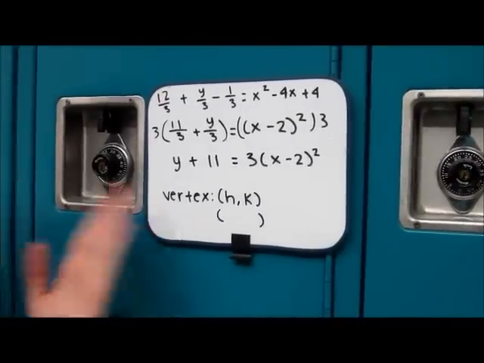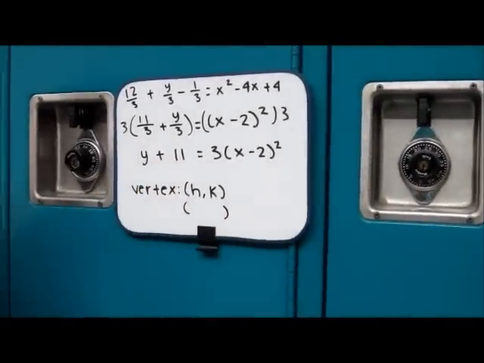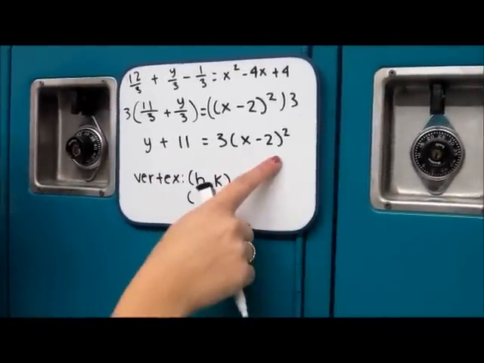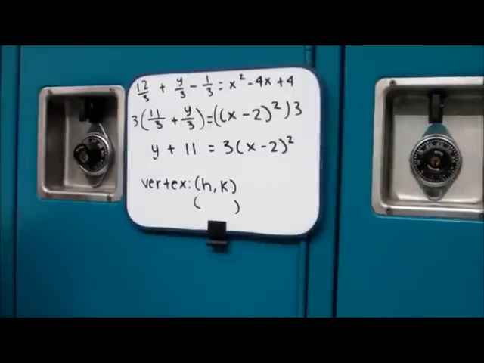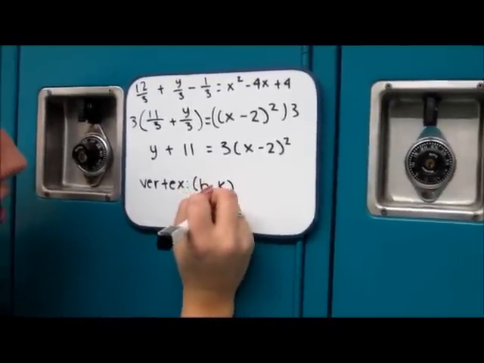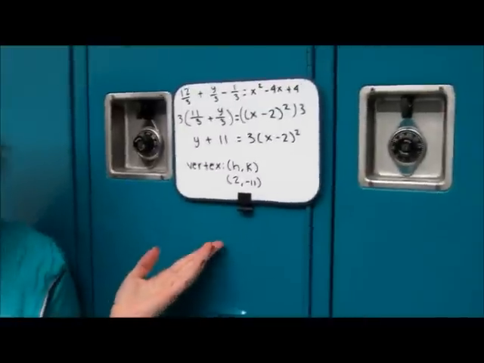From this step, we can find our vertex from this equation, and the vertex is (h, k). This is your h value, this is your k value, but you have to switch the signs. So Ashley, what would your vertex be? 2, negative 11. And there's your vertex.